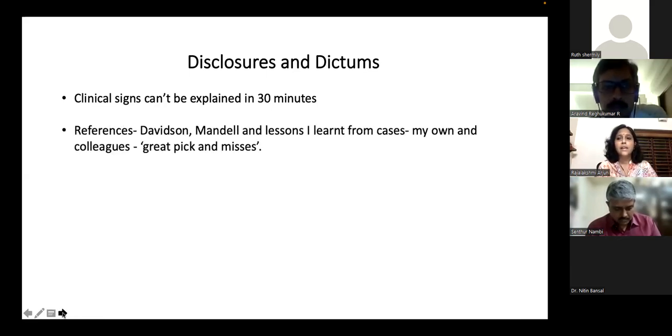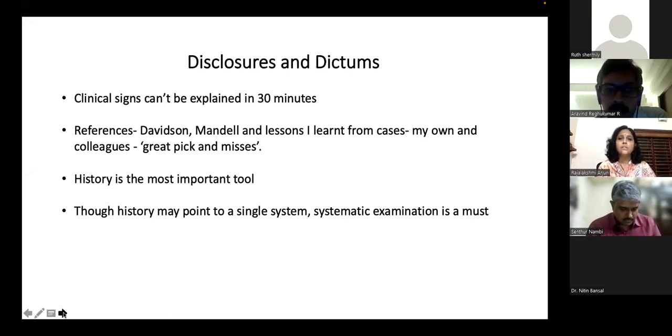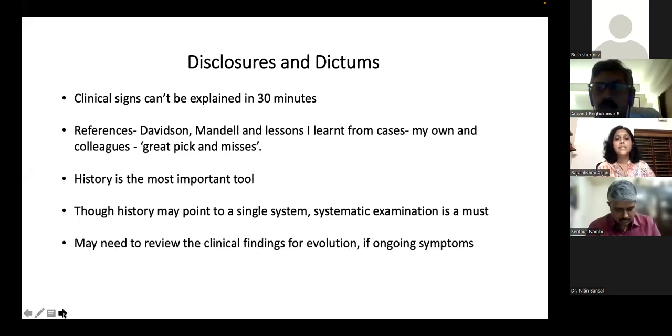The references I have used are not journals, as this is just clinical signs. It's basically Davidson and Mandell, and what I learned from my teachers and colleagues. I place great emphasis on this: history is the most important tool. Though I'm going to talk about clinical signs system by system, I feel that in ID history is the most important. Though history may point to a single system, systematic examination is warranted many times, and it is a must. You may need to review the clinical signs for evolution. You may miss them the first time, so during the course of illness, please revisit the clinical signs to be examined.